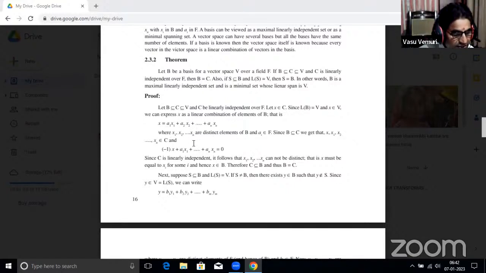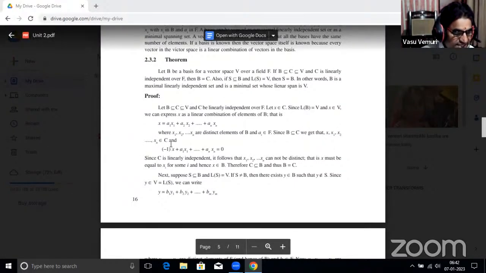Now all those elements are different and distinct elements given in the basis set. The corresponding elements a_i belong to the field: a1, a2, and so on up to an. These elements are field elements. At the same time, B is also contained in or equal to C, which is the condition given. Okay, B contained in or equal to C holds. Now all the elements belong to C.